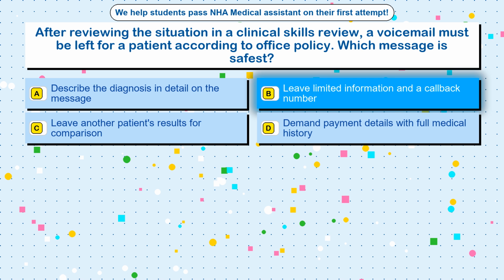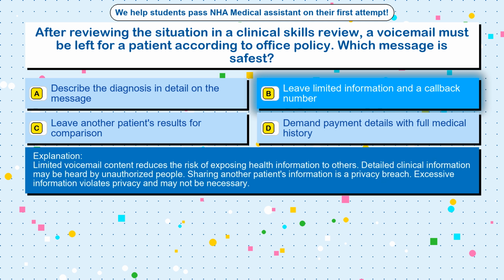The correct answer is option B. Leave limited information and a callback number. Limited voicemail content reduces the risk of exposing health information to others. Detailed clinical information may be heard by unauthorized people. Sharing another patient's information is a privacy breach. Excessive information violates privacy and may not be necessary.